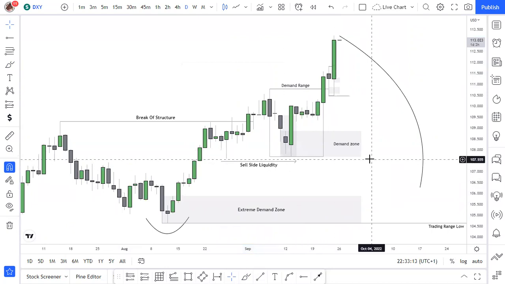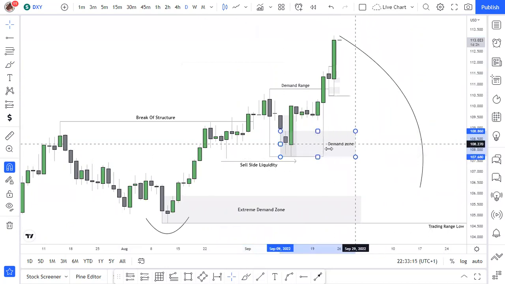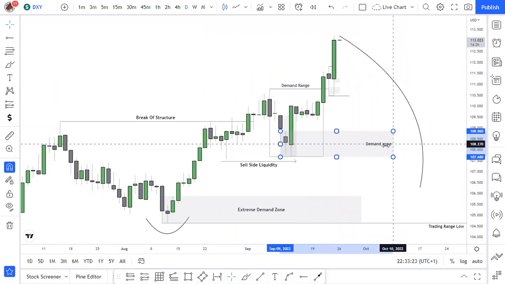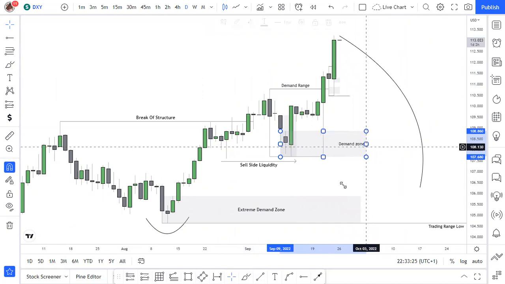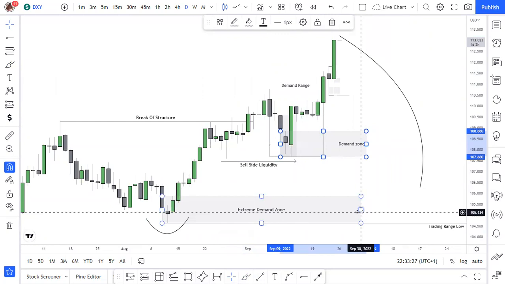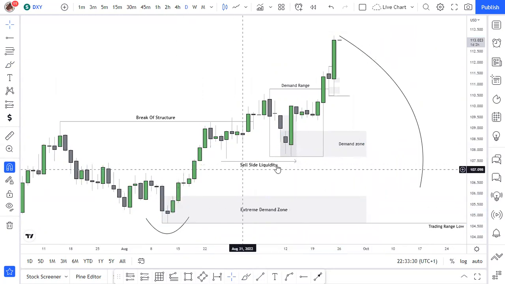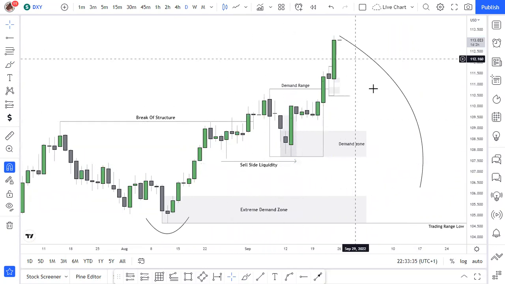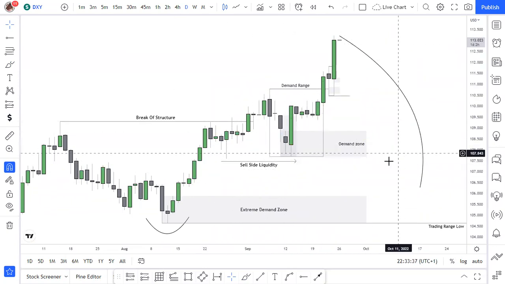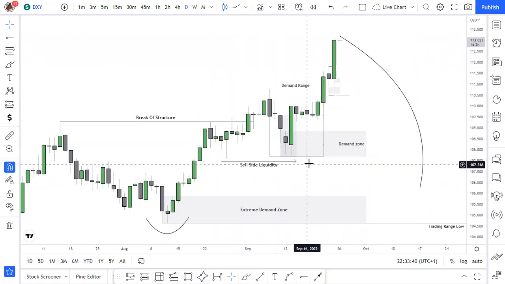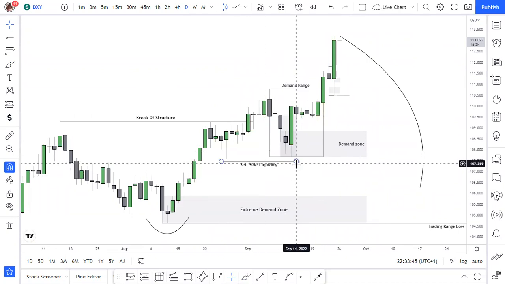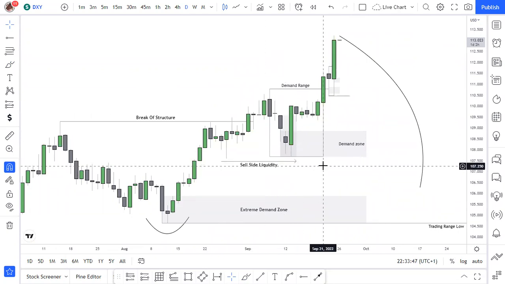So here we have this range. So we can look for some kind of bias within this range, should price pull back into it. This is our first zone here, which is this demand zone, and we also have this zone here. We have some kind of sell side liquidity, these equal lows here. So this could be some kind of draw on liquidity for price. Price might want to take out this low before continuing up. So it's something we'll also look into.